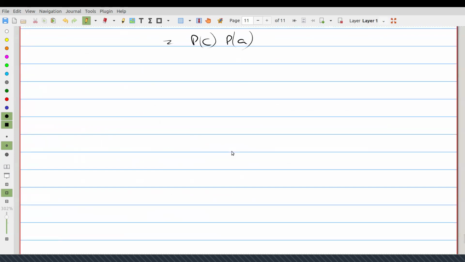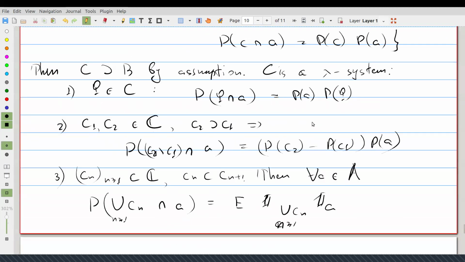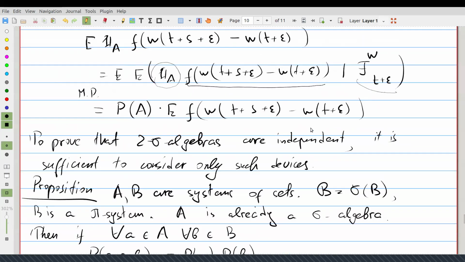Now, one question is that in our case, we have two sigma algebras. The first one is F^W_{t+}, and the sigma algebra generated by W_{t+s} minus W_t for all t. These are our two sigma algebras that we have. But the device that we considered is actually of this form.